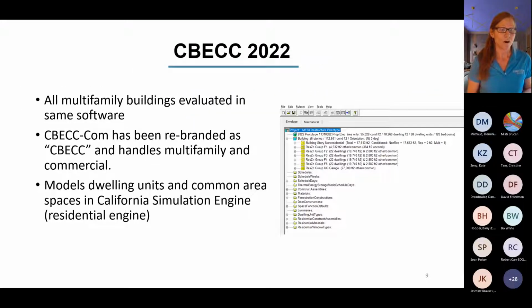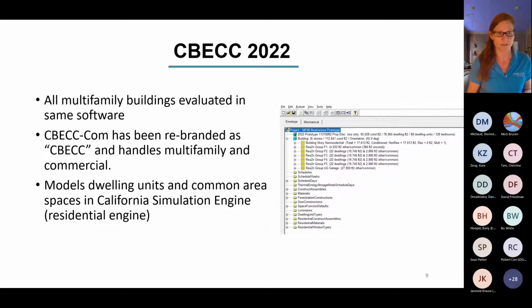And as part of that, all multifamily buildings are now evaluated in one software. So before, we had low-rise multifamily evaluated in CBEC Res and high-rise in CBEC Com. And this resulted in, I'm sure many of you on the call today have experienced, projects where you got very different answers for a 3-story versus a 4-story building. So the assumptions and the modeling algorithms behind everything that goes into the dwelling unit and common area spaces is now combined. What was CBEC Com has now been rebranded as CBEC 2022, and it handles all multifamily and commercial.